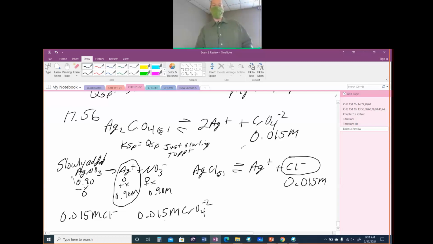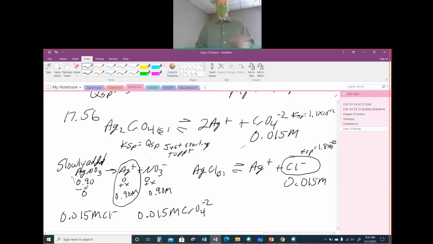All right, so we need to know what our concentration of Ag plus is when the KSP is equal to our QSP. So it is the exact same setup. And your KSP, we have to look that number up. Your KSP is 1.1 times 10 to the minus 12. And we will also need the KSP for the silver chloride, which is 1.8 times 10 to the minus 10.